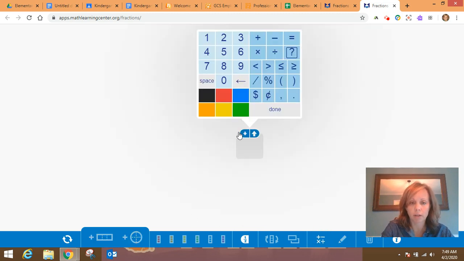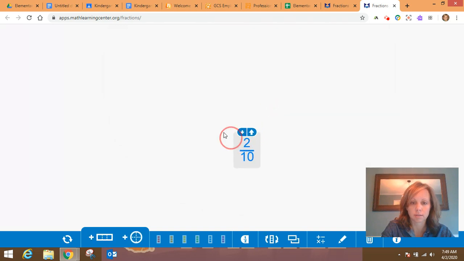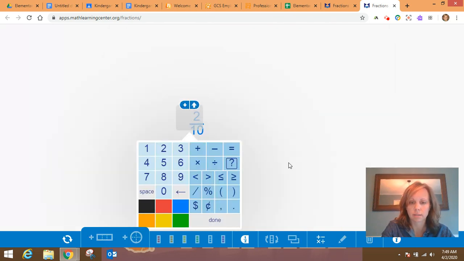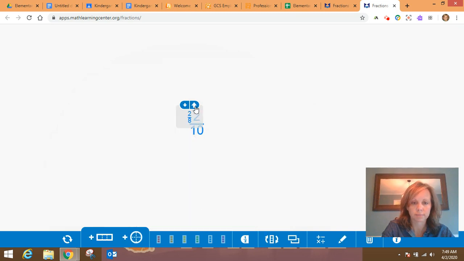So let's compare the fractions 2/10 and 2/8. All right, think about which one do you think is greater? Is 2/10 greater than 2/8? Is it less than, or are they equal?